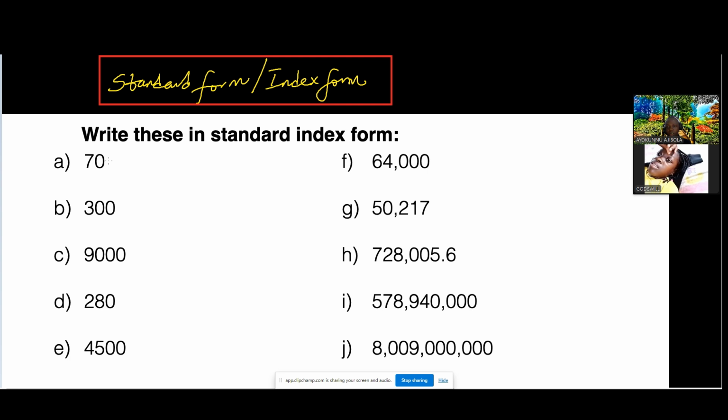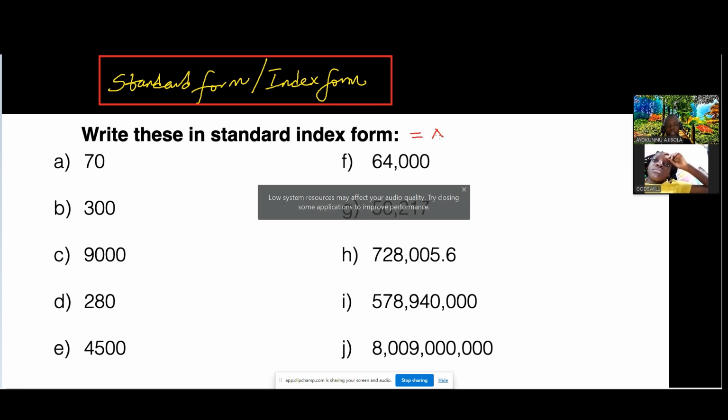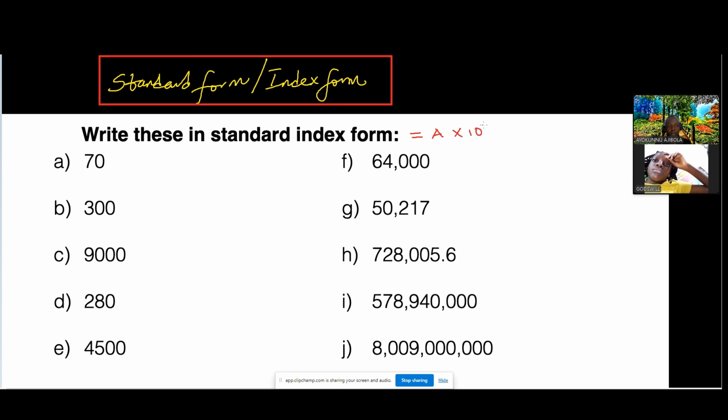So the main thing is that the point is going to move forward one step, because a number in standard form must appear like a number times 10 raised to a particular power. Where would the 10 come from? Where would the power come from? Where would the number come from? We're going to look at it right now. Can you hear me okay now? Fine.